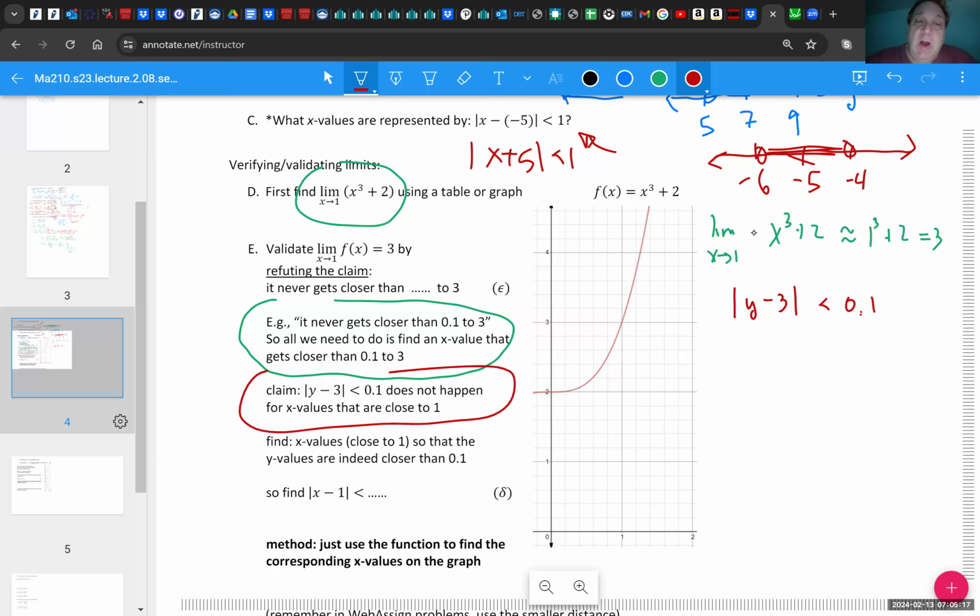Okay, so we know what y is. y is given by this function. It's x cubed plus 2. So let's put x cubed plus 2 in there, minus 3 is less than 0.1. And we'll just combine this together real quick. All right, so you can maybe see why I did this little review of absolute value inequalities. So this is basically saying that the difference between x cubed and 1 is less than 0.1, right?